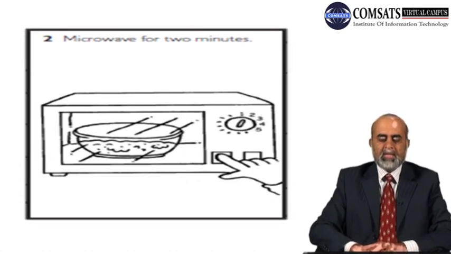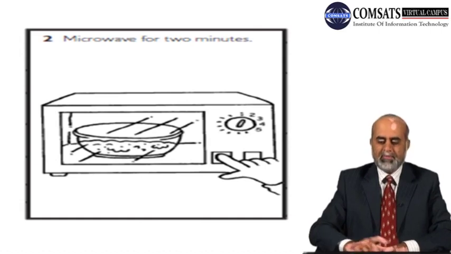Let's move on. Step 2 is microwave for 2 minutes. And you might wonder whether microwave is a noun or a verb, but rest assured that here it is used as a verb. So this is also an imperative sentence. Microwave for 2 minutes means place it in a microwave for 2 minutes, right? So microwave here has been used as a verb.